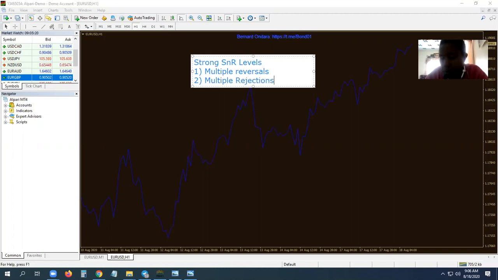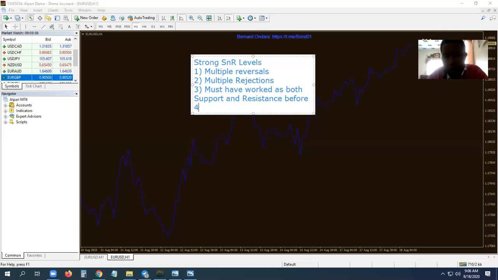Number two, you must see multiple rejections: candles forming wicks whenever they come to that point. If you have a support level, whenever candles come to the support level, they form a lower wick, a lower wick. Those are rejections. Number three, it must have worked as both support and resistance before. A good level is one that has worked as support before and has also worked as resistance before.